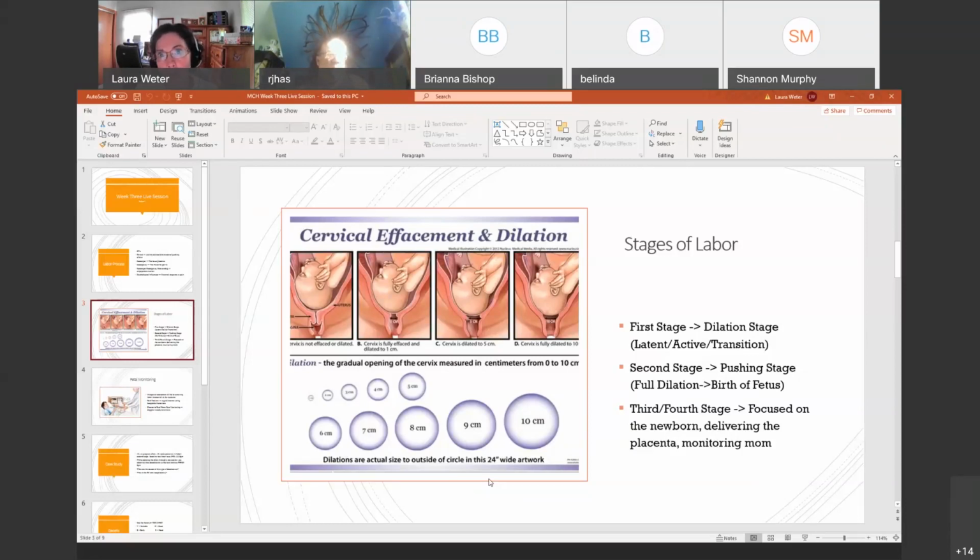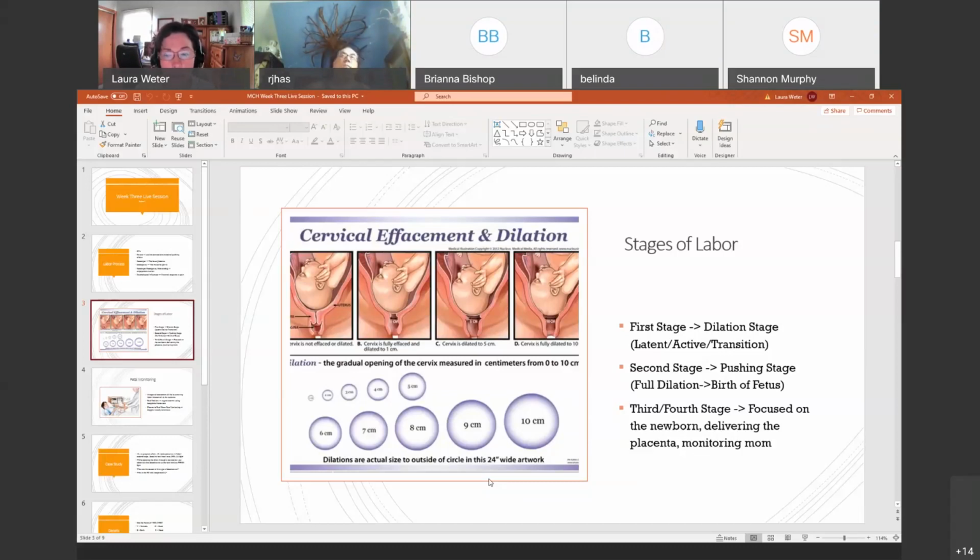Okay, so now we're ready to push. We're completely dilated, we're completely effaced, we're ready to push. That is what the second stage is. The second stage is the pushing stage. This is where we are doing a lot of work to get baby out. So starting at the full dilation of the cervix until the birth of the fetus, that is the second stage where we are pushing. Does that make sense for everybody?